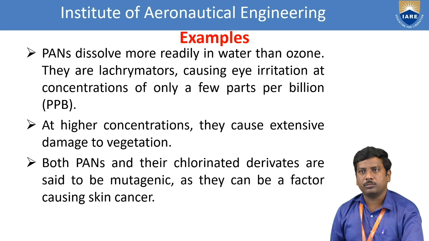PANs dissolve more readily in water than ozone. They are lachrymatory, causing eye irritation at concentrations of only a few parts per billion. That means it is present at very low levels. ppb means parts per billion, that is 10 to the power minus 9 parts. At higher concentrations, they cause extensive damage to vegetation. Both PANs and their chlorinated derivatives are said to be mutagenic, as they can be a factor causing skin cancer.